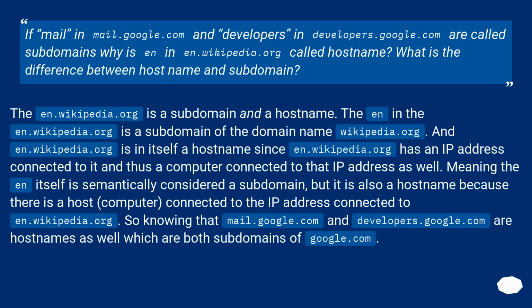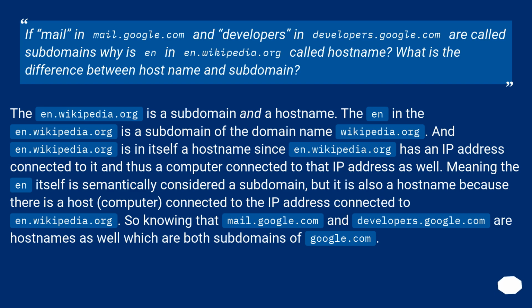If mail in mail.google.com, and developers in developers.google.com, are called subdomains, why is n in n.wikipedia.org called hostname? What is the difference between hostname and subdomain? The n.wikipedia.org is a subdomain and a hostname.